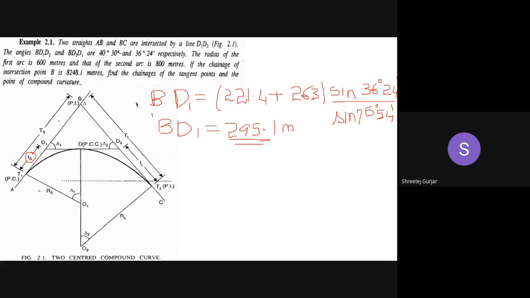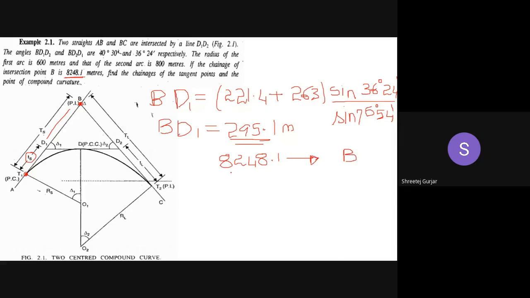We have also calculated this distance. So now, from this chainage, we know the value of this chainage, right? What was it? It is 8,248.1 meters. So this chainage is known. If you minus from this chainage the value of this particular distance, you will get the chainage of T1. So what is the chainage of point B? 8,248.1 is the chainage of point B.